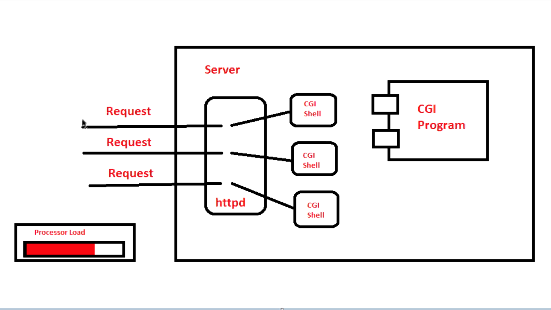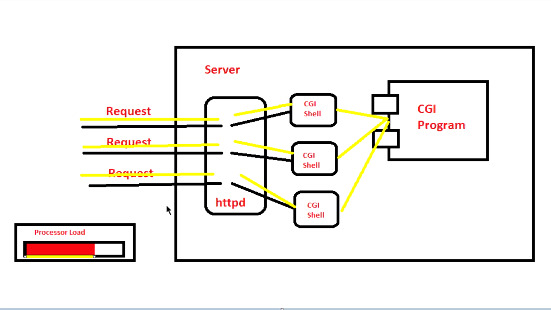As you can see, there are three requests sent to the server, and for every request a special CGI shell is created. So you can see here the drawback of CGI. For every request, it creates a special CGI shell, hence increasing the server load. And then CGI, as I said before, sends the request back to the CGI program. So you can see here the processor load has increased drastically. So the main problem is that CGI is not scalable.